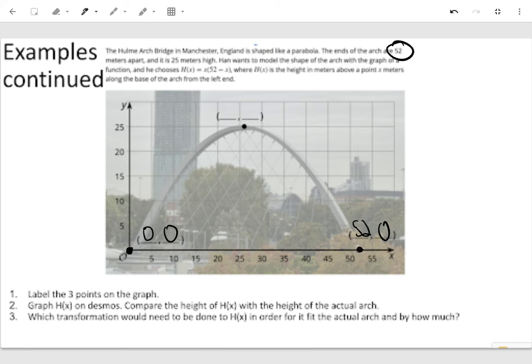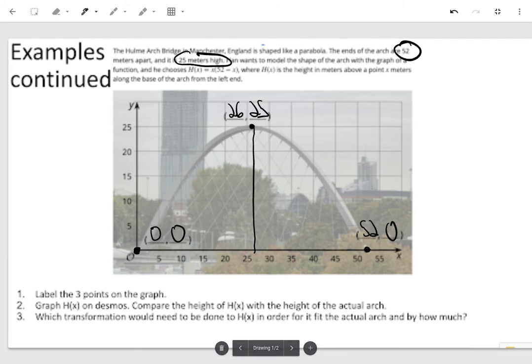And then this one is in the middle. So if our x values go from 0 to 52, the middle would be 26. Okay. And this would be the high point of the arch. And what did it say that the height was? The height was 25 meters. So 26, comma 25. So that's number one.